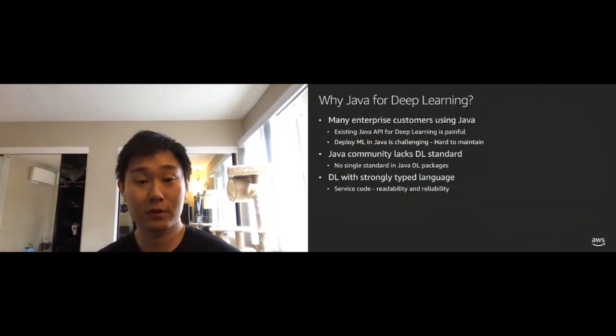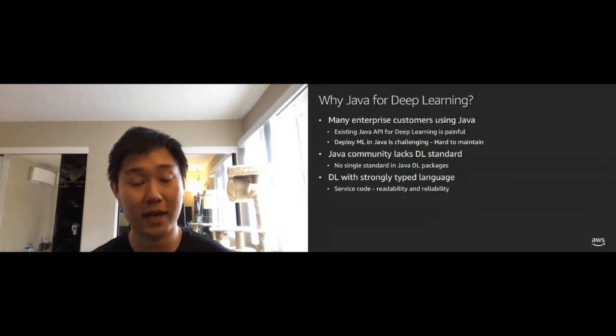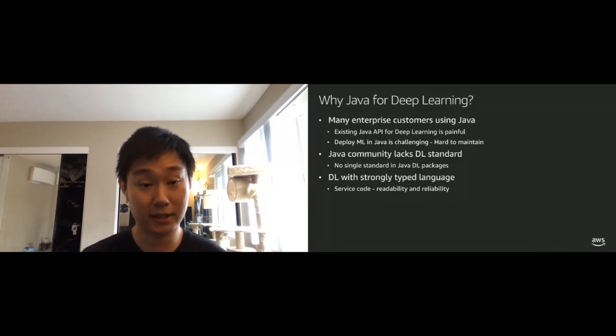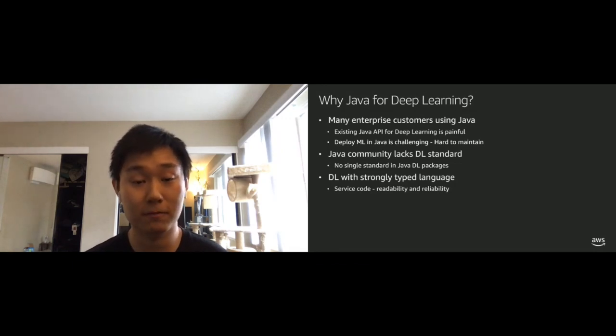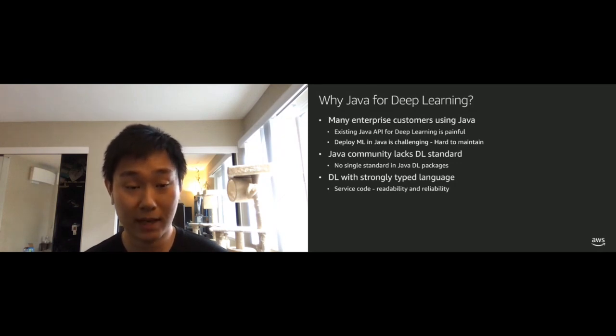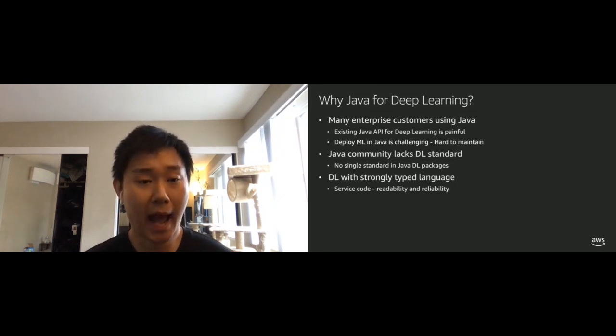And why Java for deep learning in our case? I saw there's a trend among enterprise customers trying to use Java for their deep learning use cases, because most of the services in the world are built in Java, like Tomcat-based services, and also big data processing, like people using Apache Spark to solve their problems, and stream data processing, where people are using Apache Flink. These are all built inside of the existing JVM domain.